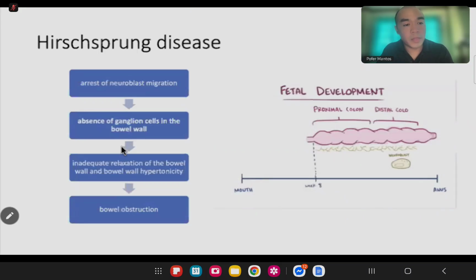Okay, but then with that absence of ganglion cells, there would be inadequate relaxation, since these nerves are responsible for the relaxation and contraction of the intestine. So if the ganglion cells are absent, the intestine is chronically contracted. It will not stretch, so it will become hypertonic and this will result in obstruction, or functional obstruction.